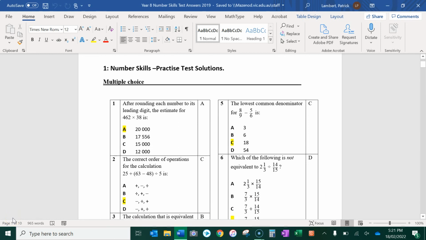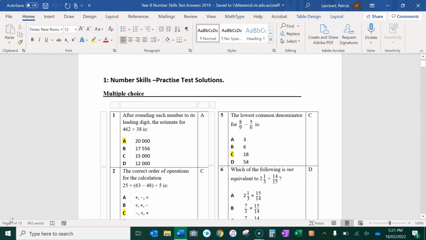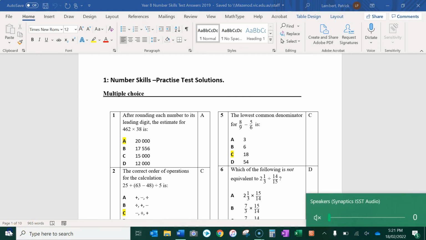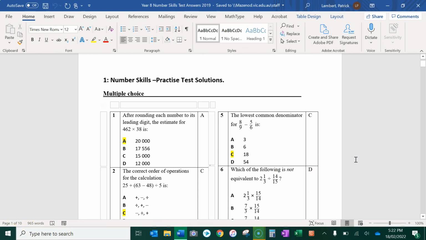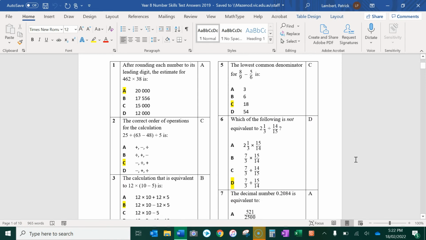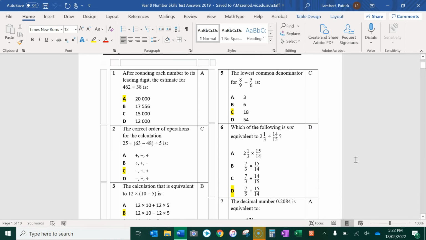Right, let's have a look at the solutions to this practice test. Question 1 in the multiple choice, 462 is rounded off to 500.